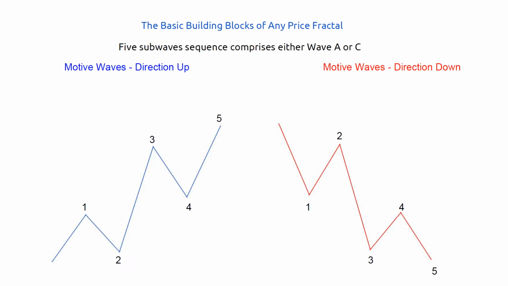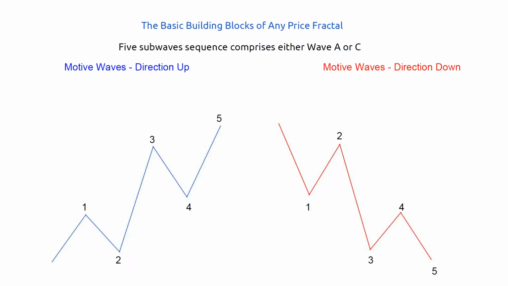Okay, so the basic building blocks of any price fractal. The beauty of the invention made by Elliott in the 20th century was that he recognized that human behavior changes according to some observable, recognizable, and repeatable patterns. And he studied equity markets to confirm his idea. After he studied that, he put down some rules which became the foundation of Elliott wave theory.